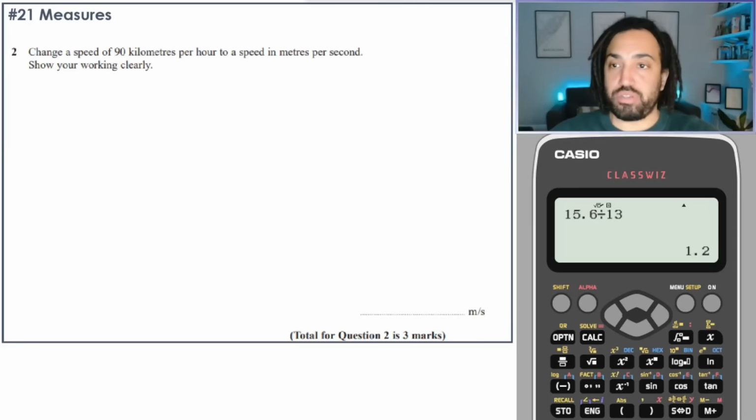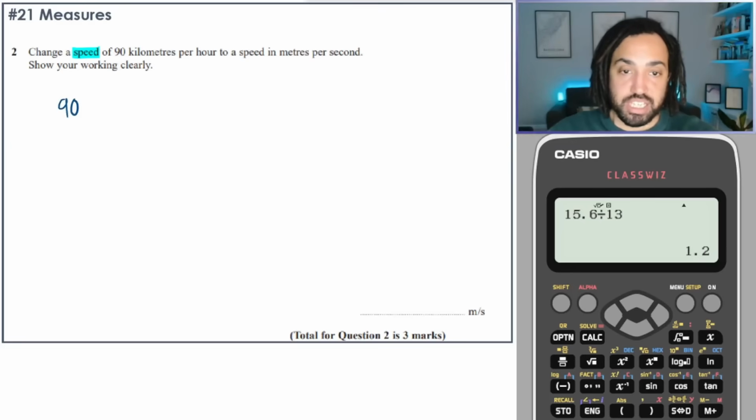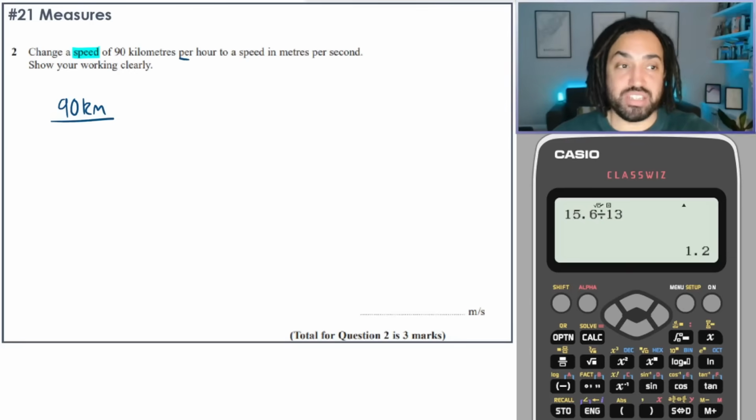Measures, and this time we're looking at speed. Again, you could get questions on pressure or density, or even just converting units like centimeters squared. So check out my other videos for that. Now, what is this? So this is 90 kilometers per, and per means like every, out of, divide, 1 hour.